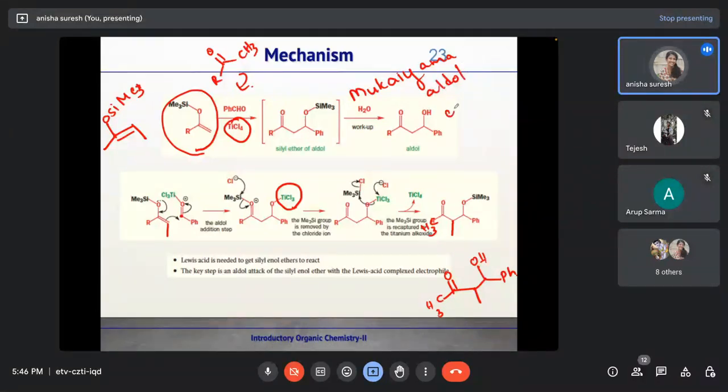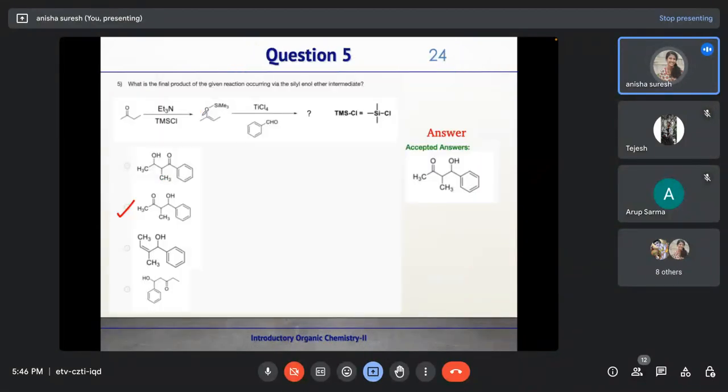It is not necessary that you memorize all the names of these name reactions, but you should be clear about the mechanism and what the product will be, and how the reactants react to give rise to the product. Even if you forget the names, it is okay, but the mechanism and the product should be clear to you. So the right option here will be option B. Any doubts?